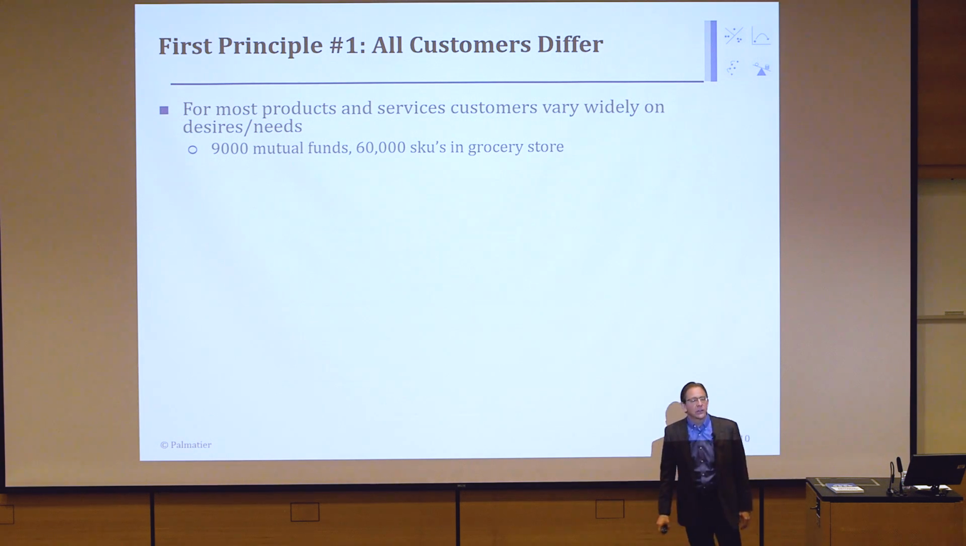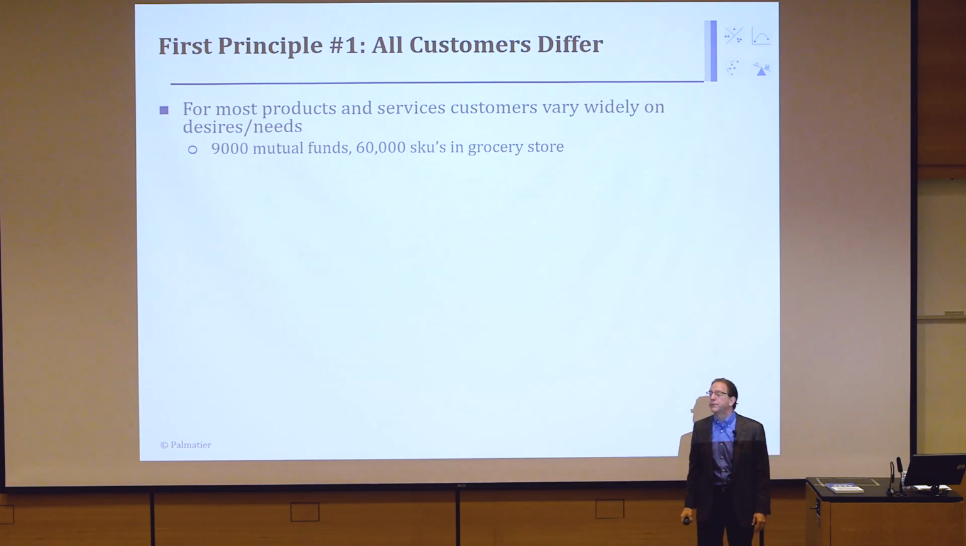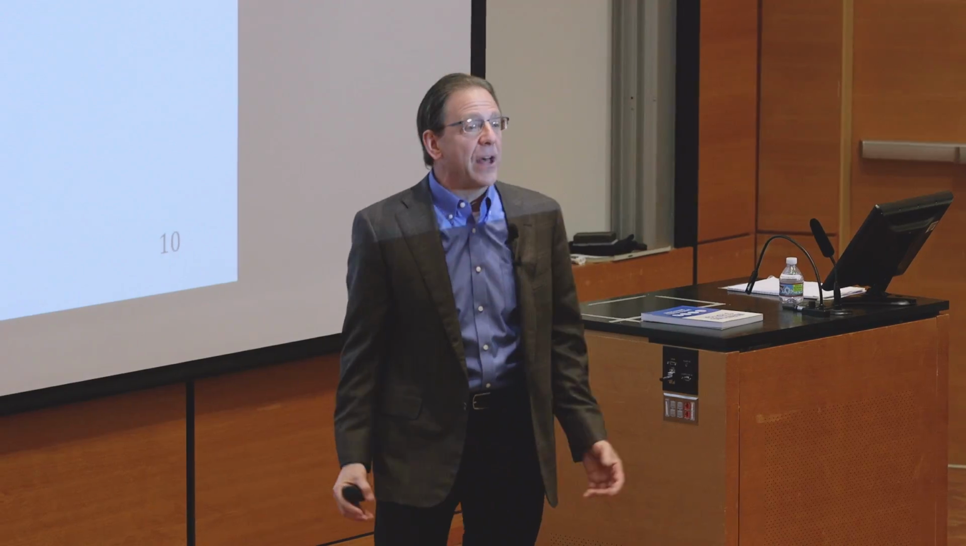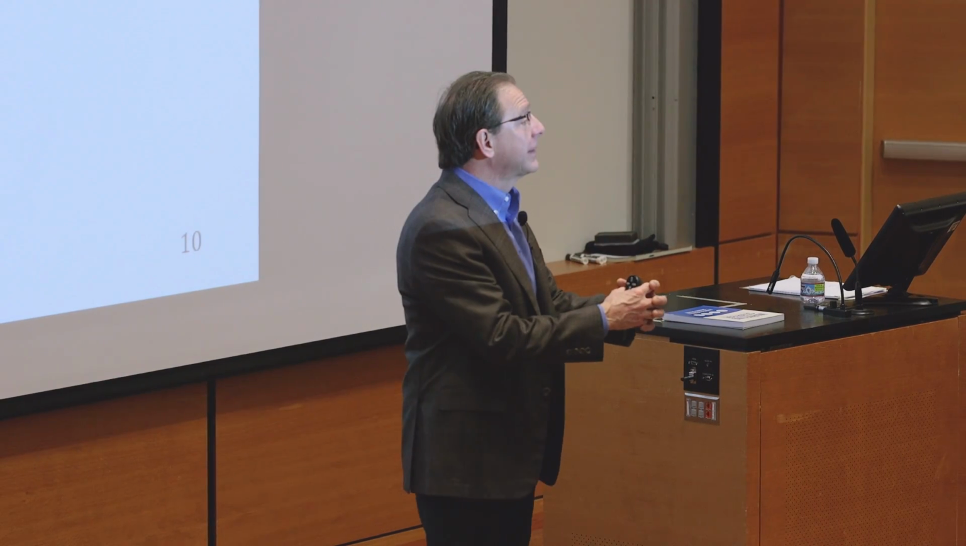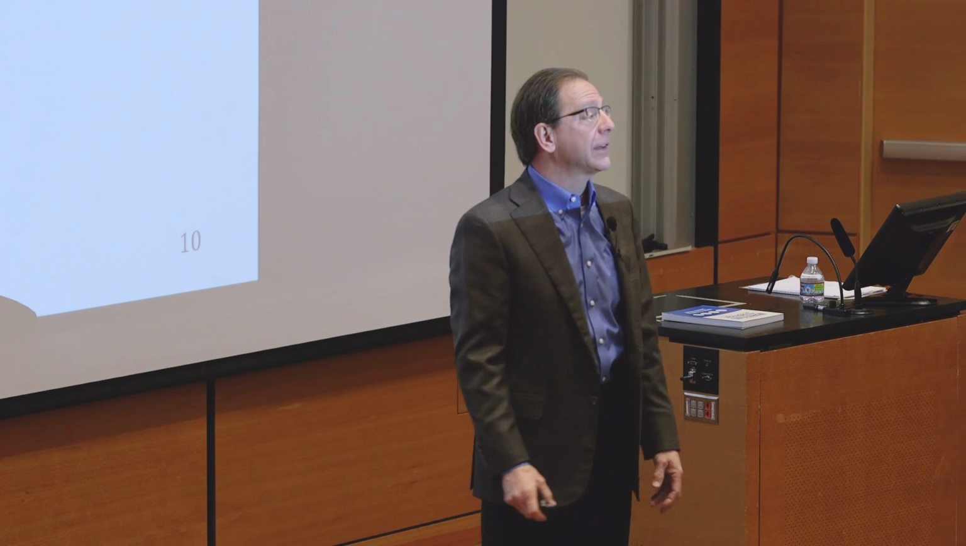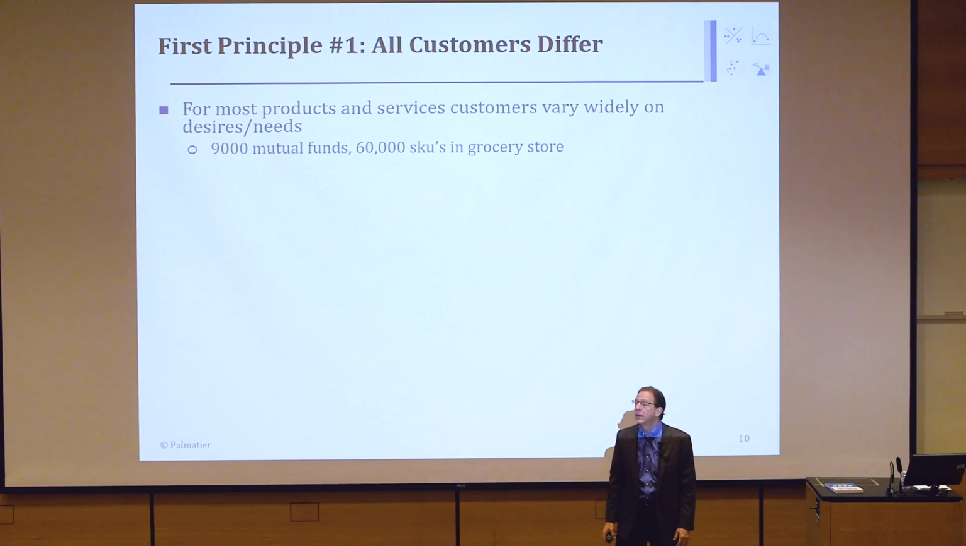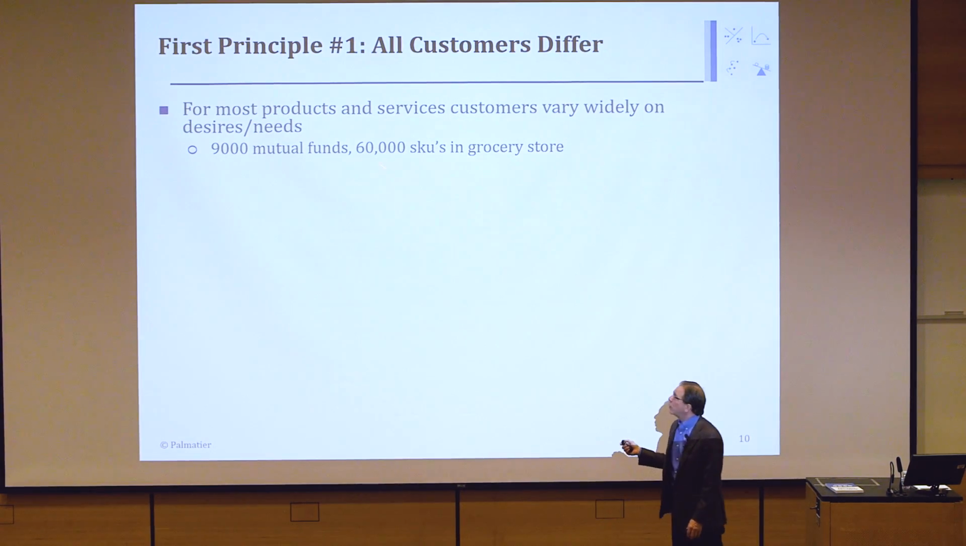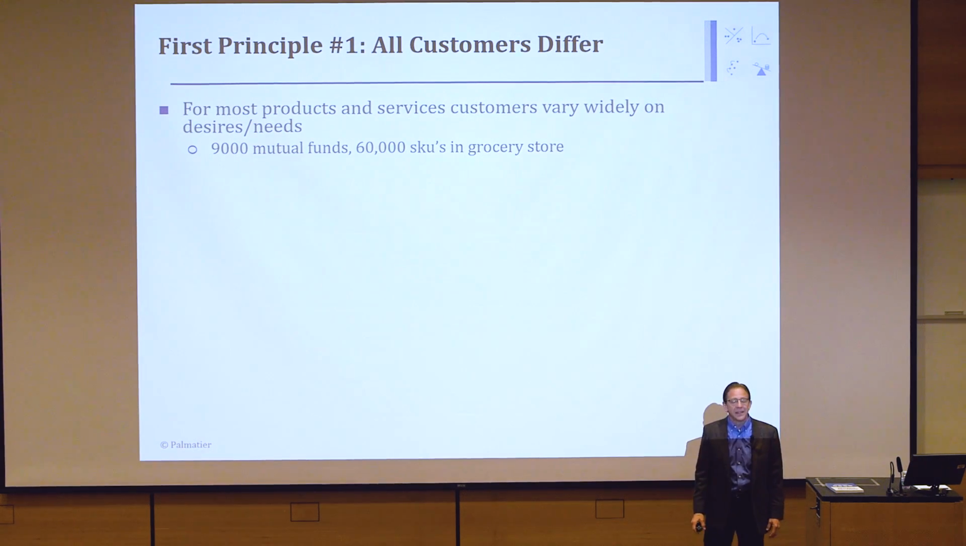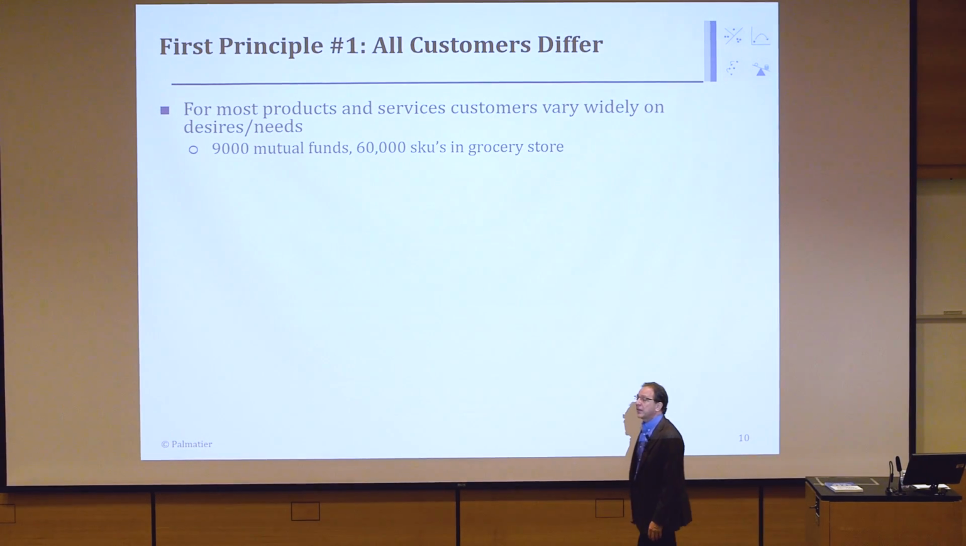So let's think of something. In financial services, there are over 9,000 mutual funds. Do we really need 9,000 ways to group stocks to meet your investment needs? Well, I guess customers desire different things, so they're able to get away with it. You go to a typical grocery store in the United States, you get 60,000 SKUs.